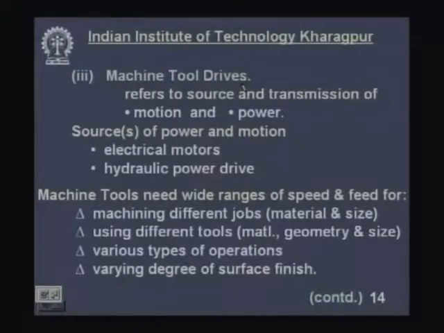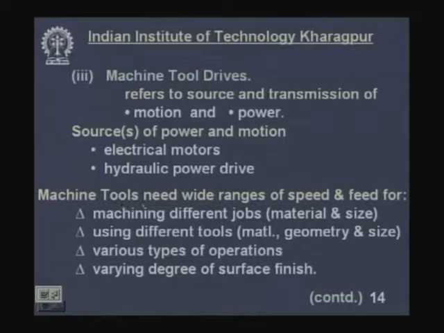Now, machine tool drives. A machine tool requires a drive. Machine tool drive refers to the source and transmission of motion and power. So, electric motors transmit power and motion both to the cutting tool and the workpiece. The sources of power and motion can be electrical motors of different types, or a hydraulic power pack, hydraulic drive, and more common is electrical motors. Now, besides these sources of power, the drive also includes some devices.